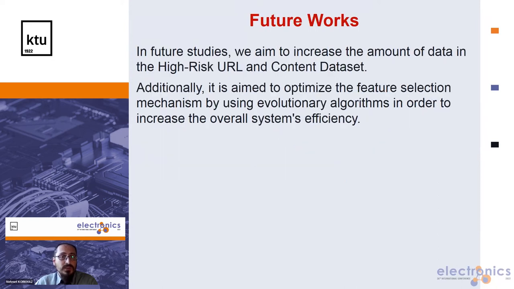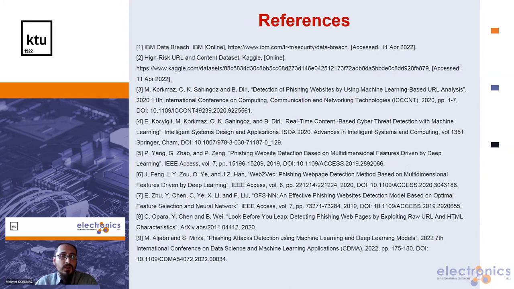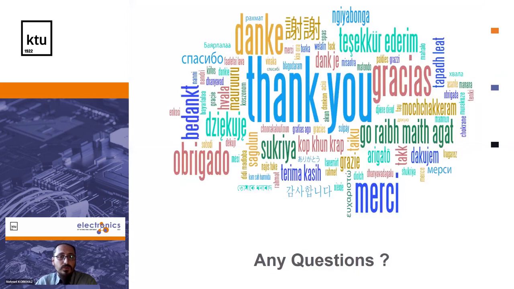In future studies, we aim to increase the amount of data in the high-risk URL and content data set. Additionally, it is aimed to optimize the feature selection mechanism by using evolutionary algorithms in order to increase the overall system's efficiency. Here are our references, and thank you for listening to me.